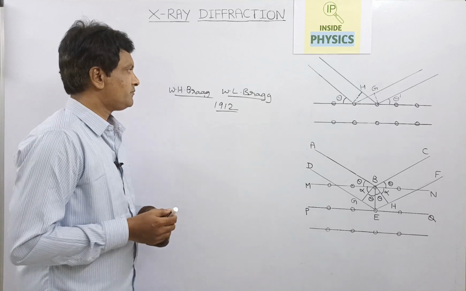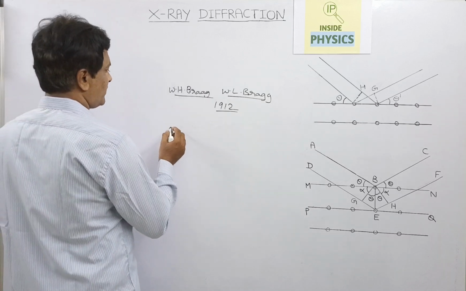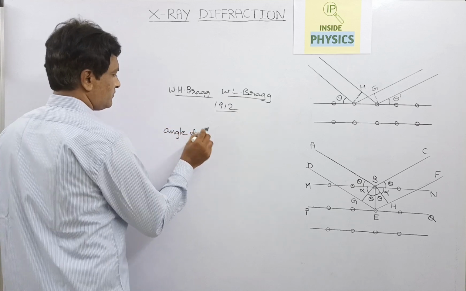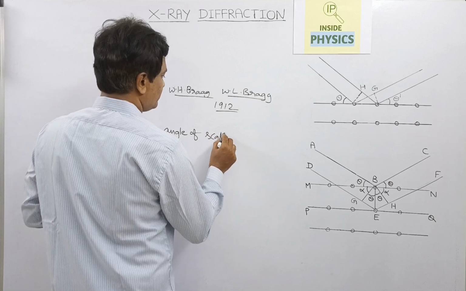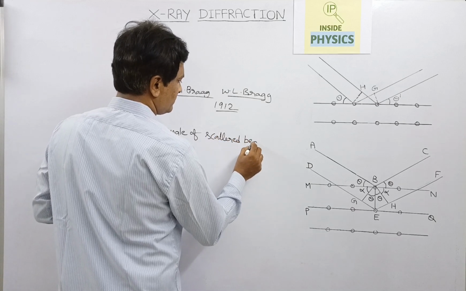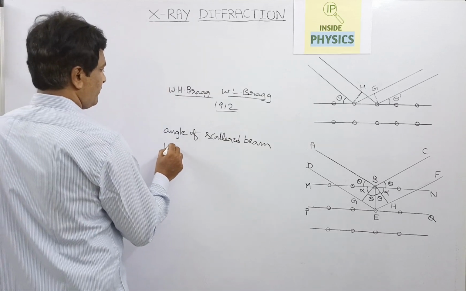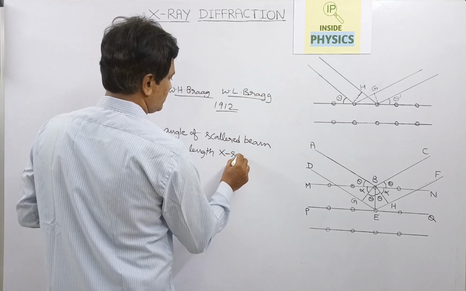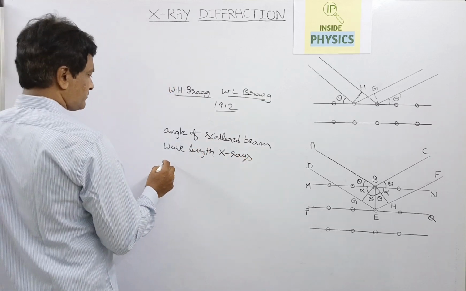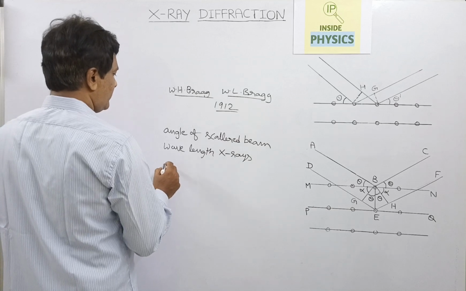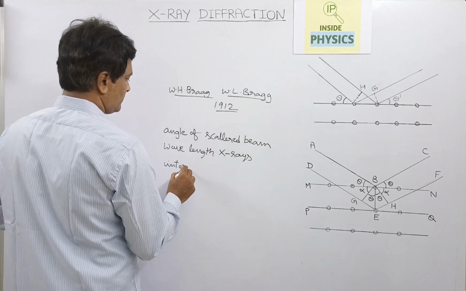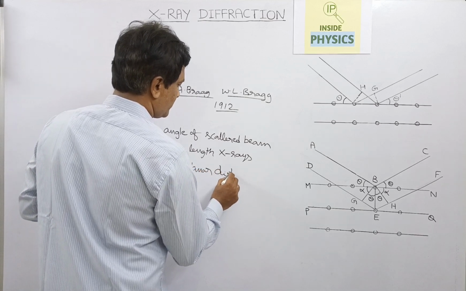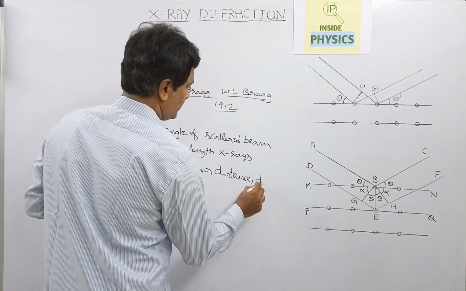X-rays. The relation says something about the angle of the scattered beam, the wavelength of X-rays, and the interplanar distance. This is the distance between two successive planes, which is denoted by d.